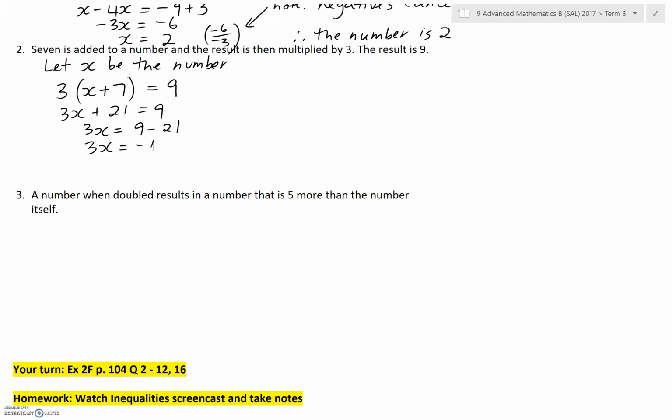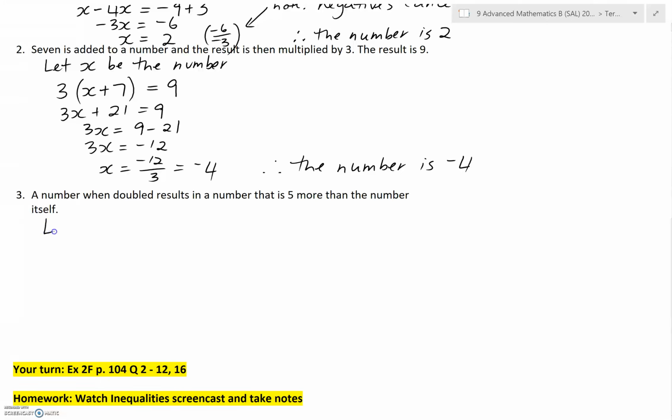Sorry, just heading back to the rest of that equation. Of course, the answer there is not minus 13, it is minus 12. Now, we need to simplify so that we get down to just x. So minus 12 divided by 3 will give us minus 4. And of course, we should finish off our question in words. So the number is minus 4. Okay, last one. A number when doubled results in a number that is 5 more than the number itself.